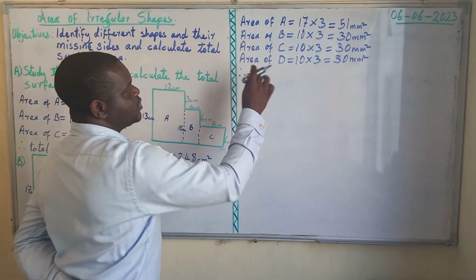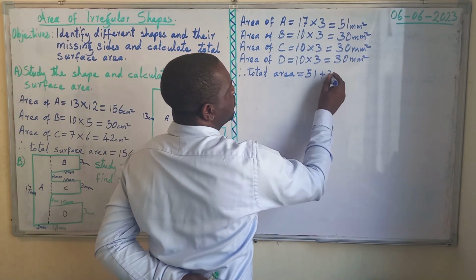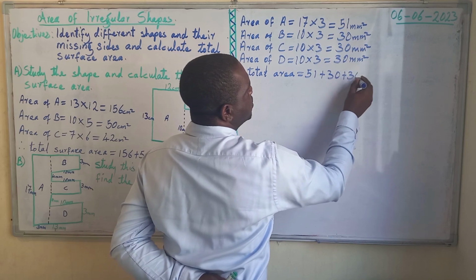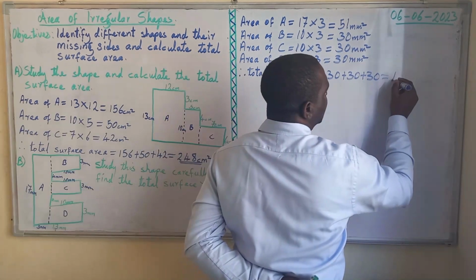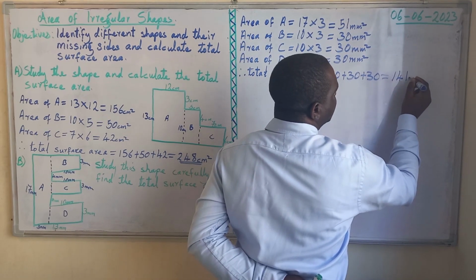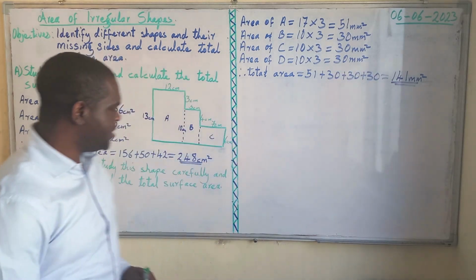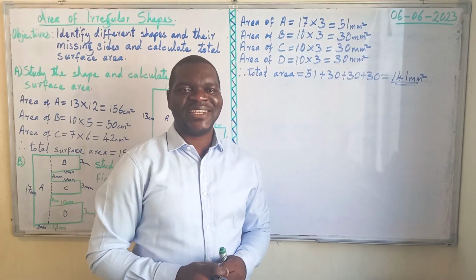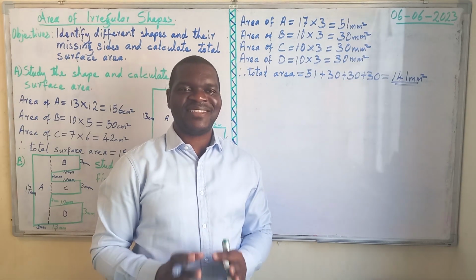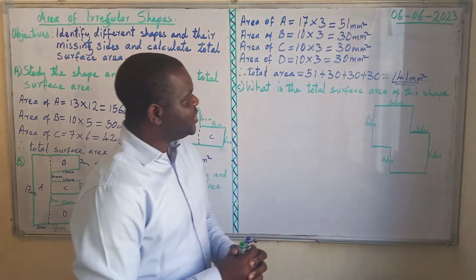Therefore, the total surface area will be equal to all this: 51 plus 30 plus 30 plus 30. This will give us a total of 141 millimeters square. So this is the total surface area of this shape. Let's move on to the last example for the day and see which shape is there to calculate the total surface area. Here is our last shape for the day.